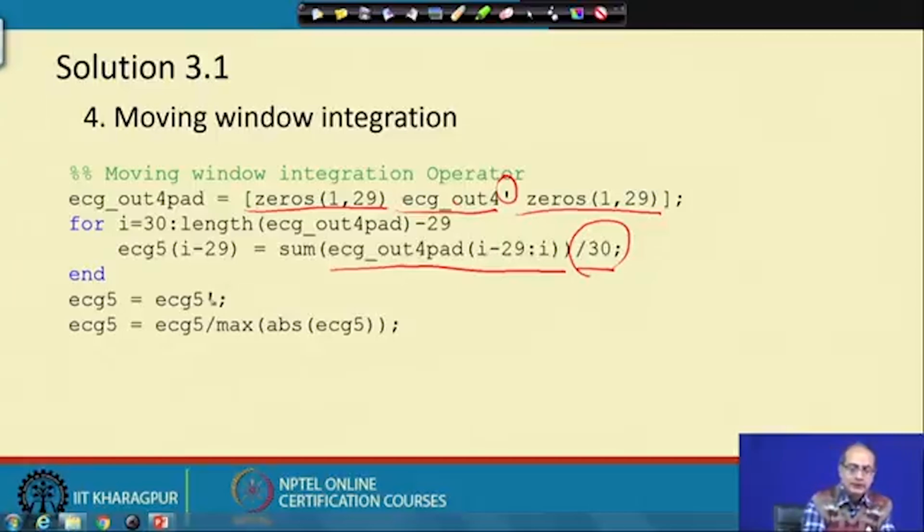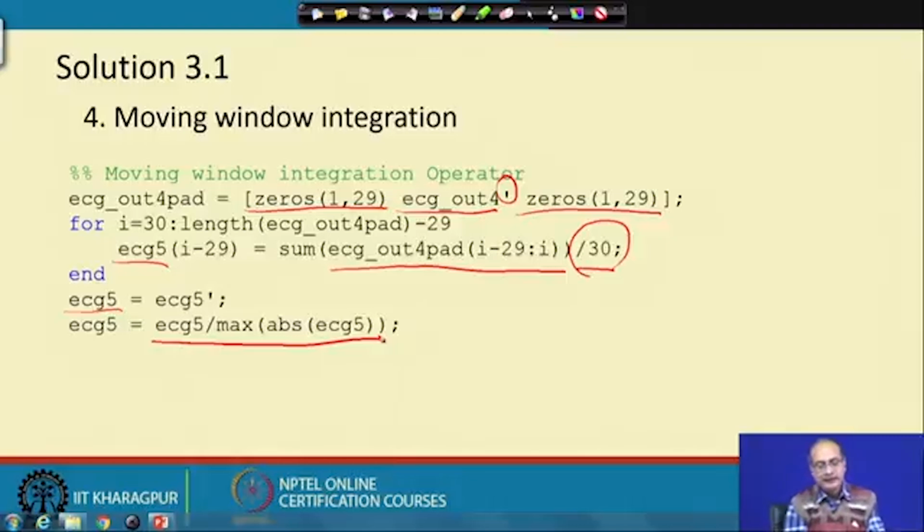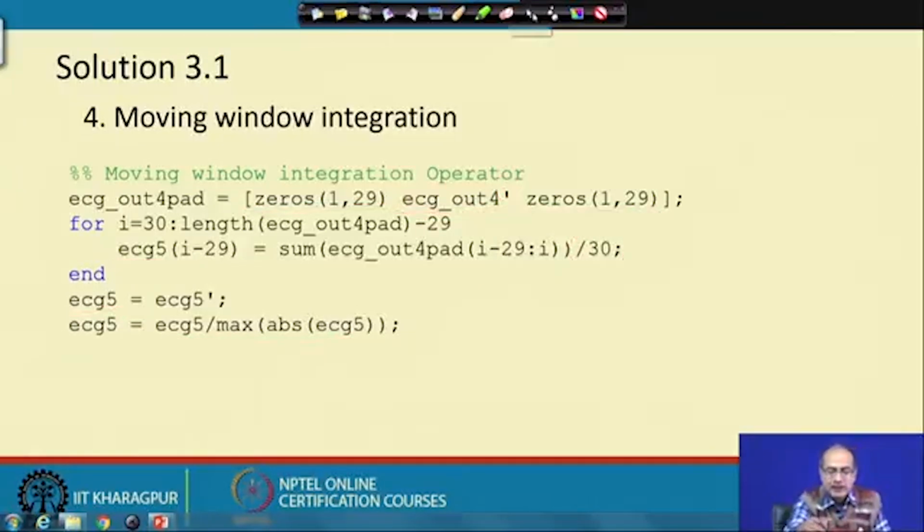Now, after this operation, the output we get, we have again transposed and made a column vector, and because it is an offline operation, we have this luxury. We are again normalizing it. Had it not been an offline operation, every place where we have used this command, taking out the 0 and normalizing with the maximum, this would not have been possible. Okay. So, now we have the moving average filter.